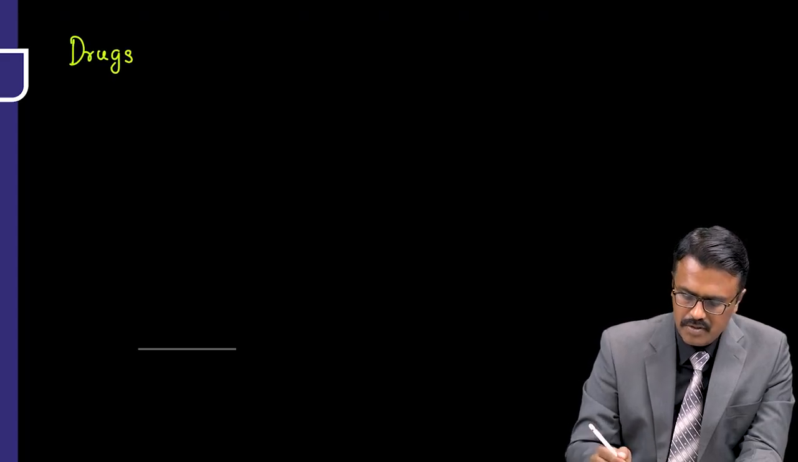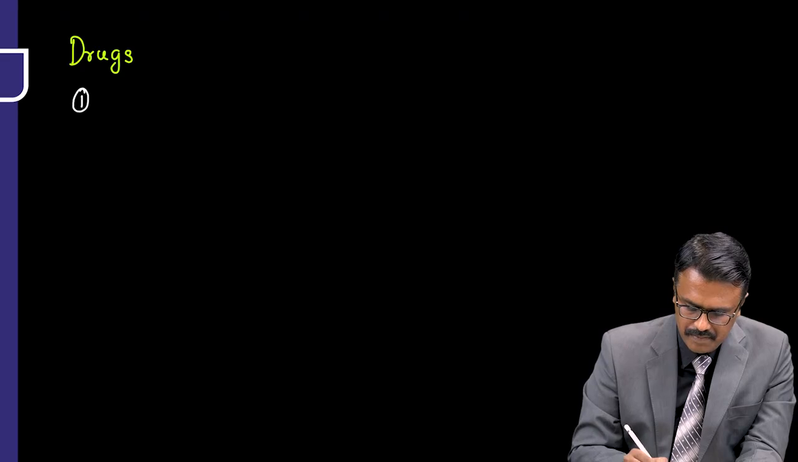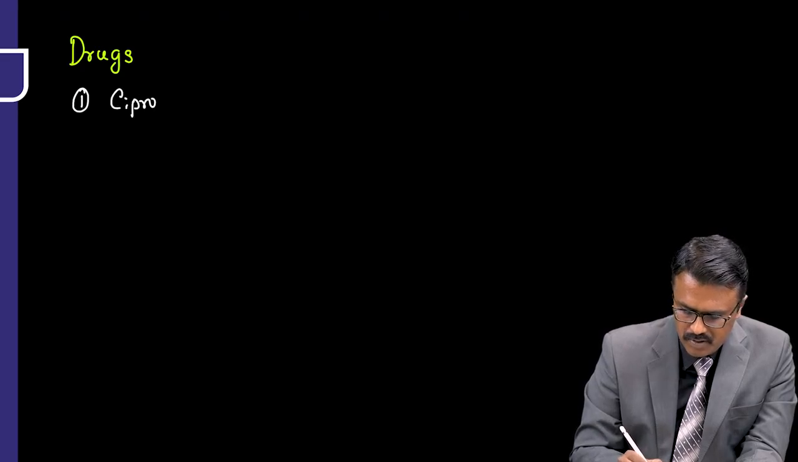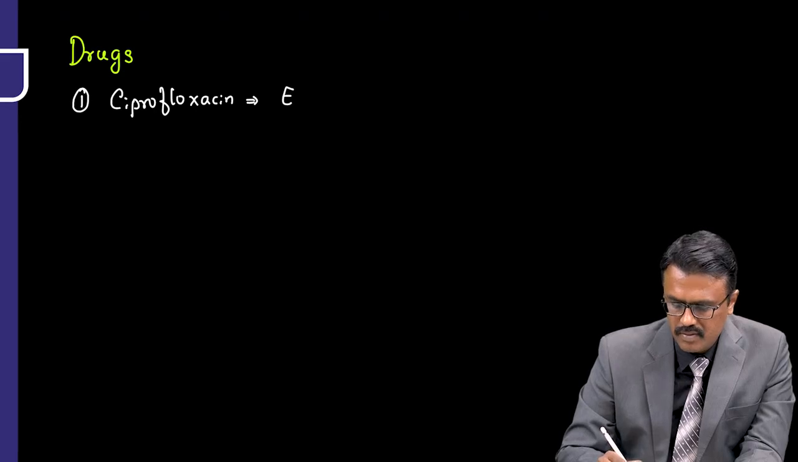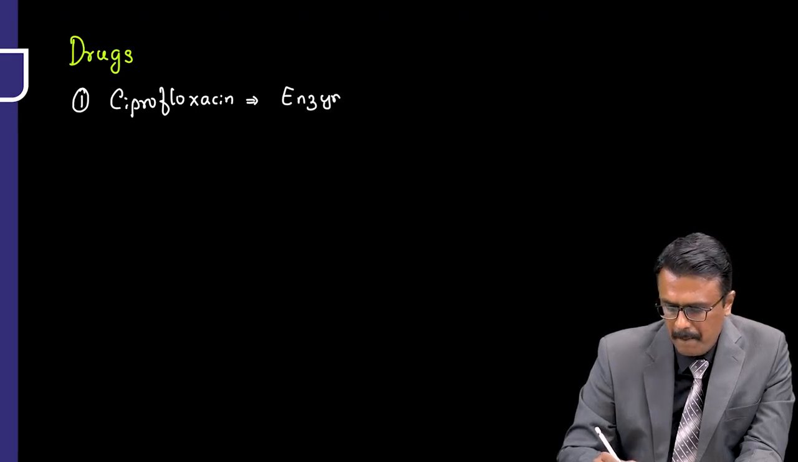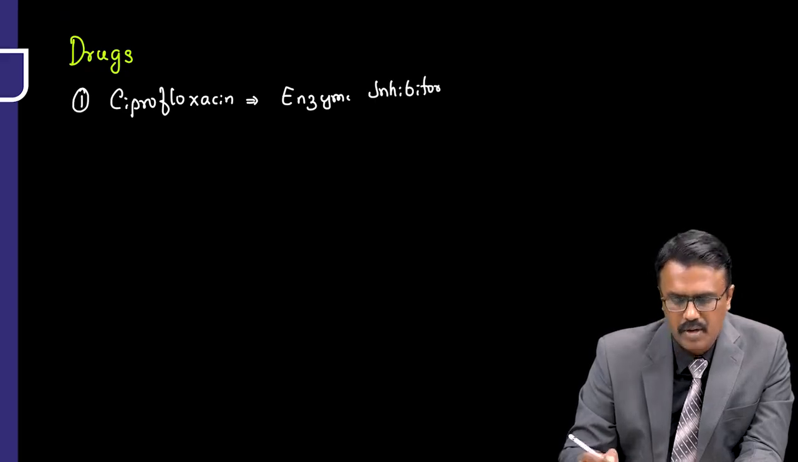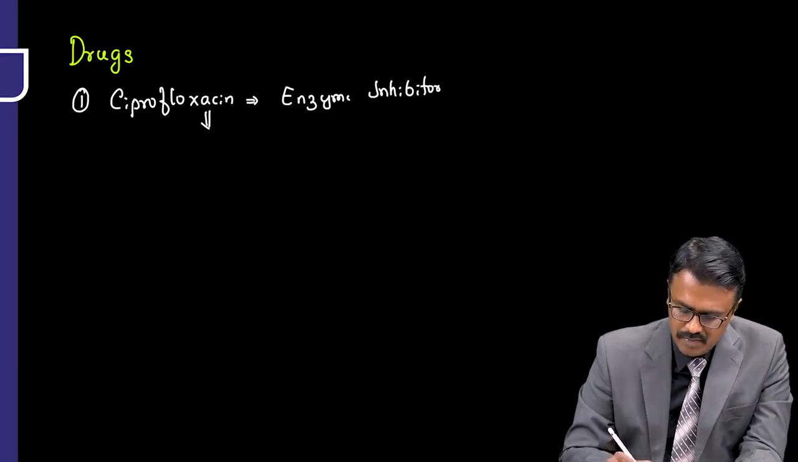Let us understand the individual drugs in this category. Number one, ciprofloxacin. What is the importance of it? Ciprofloxacin is pharmacologically an enzyme inhibitor. So you know the problem, drug interactions will be more. Okay. Now where to use it? Uses.